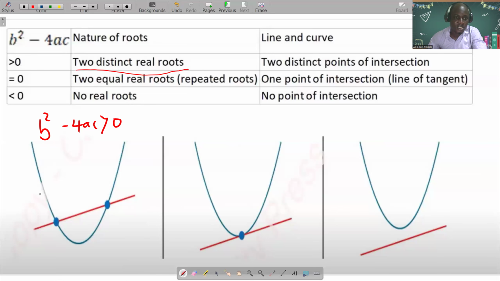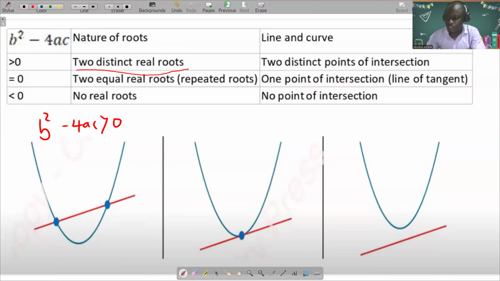You see, this is a quadratic curve and a line cuts it at two distinct points. So in any situation where we have a problem saying that a quadratic curve and a line intersect at two distinct points, in solving that problem we need to use our discriminant that says b squared minus 4ac is greater than 0.